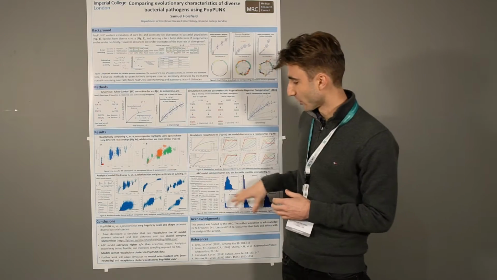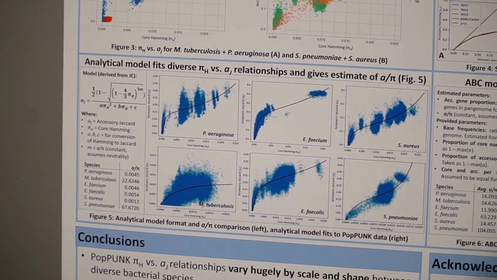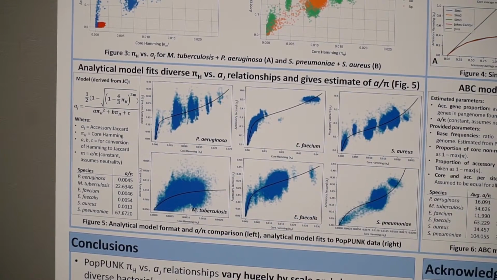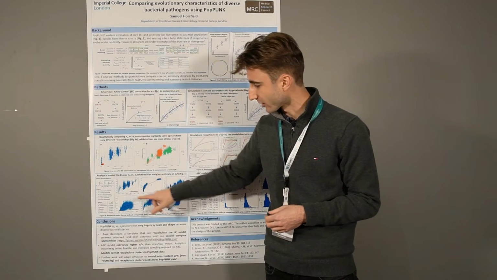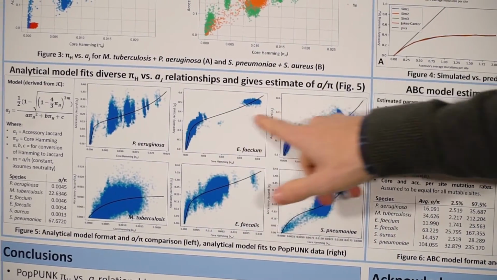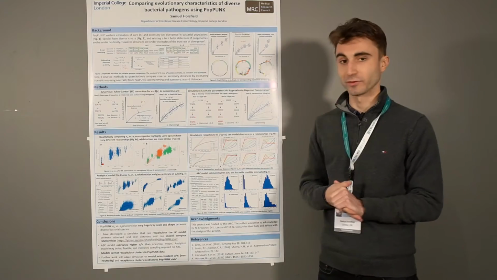So these 2 panels show the results from the 2 different models. For the analytical fit, these are PopPUNK plots, with the core distances on the x-axis and the accessory distances on the y, and then the analytical model fit is the black line connecting them. And as you can see, there's quite a good fit to all of these data sets.